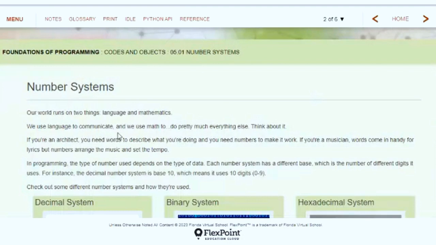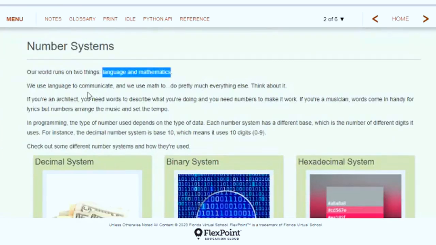So number systems. Our world runs on 2 things: language and mathematics, right? That's why you have to take 4 years of math and English, because that's what our world runs on. So we use language to communicate, and we use math to pretty much do everything else. Think about it. If you're an architect, you need words to describe what you're doing. You need numbers to make it work. If you're a musician, words come in handy for lyrics, but the numbers arrange the music and set the tempo.